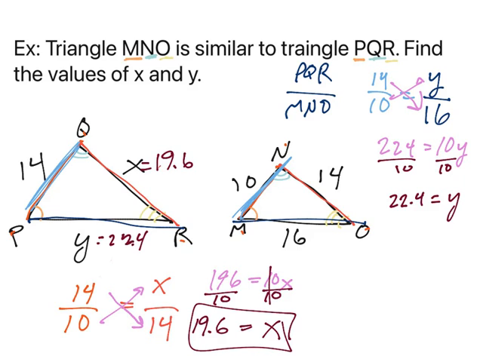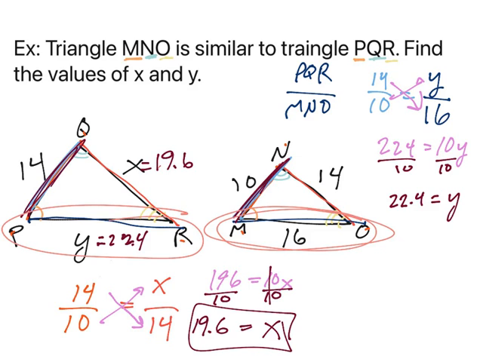Now, one thing I always like to do is use common sense. You'll notice that MN is the smallest side on that triangle, so the corresponding side PQ should be the smallest side in the triangle. Similarly, MO is the longest side, so that means PR should be the longest side. Those are just common sense things to say, okay, just make sure that the numbers make sense where I have them. And that's how we can use similar triangles to find missing sides.